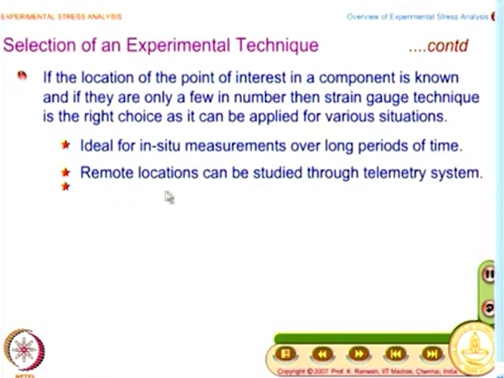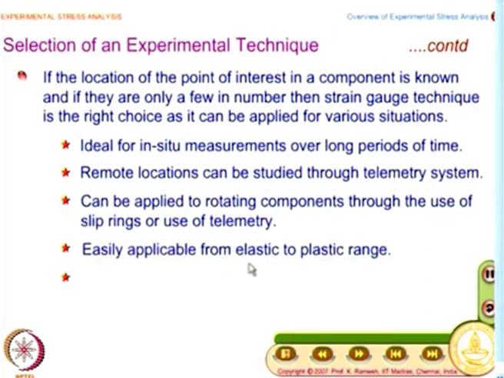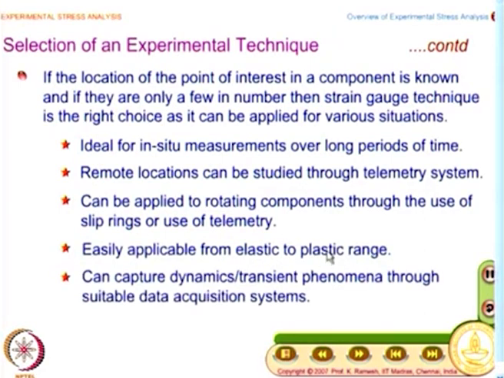You can also study remote locations, you can also do it for rotating components, and can also work from the elastic to the plastic range, and also dynamic or transient phenomena. So, what we find here is it is more of a general purpose technique, and this is very advantageous when you go in for strain. If you want to get some information, then you can always fall back on strain gauges in some way or the other.